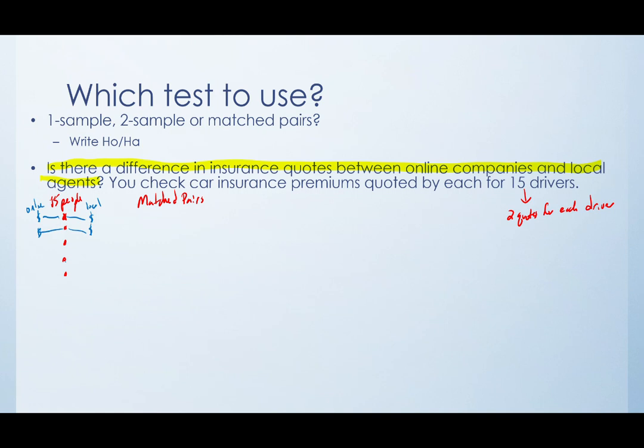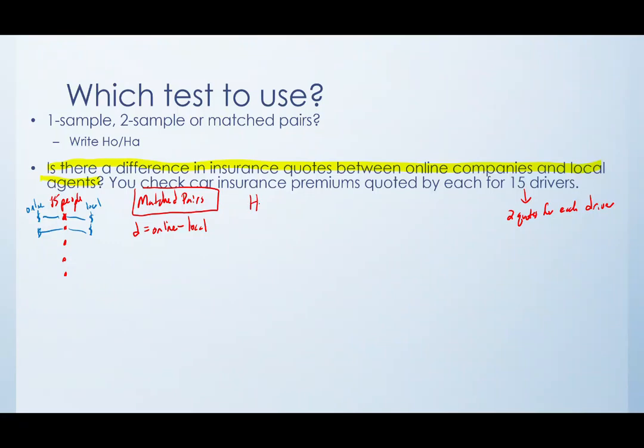Because people have different insurance ratings. Maybe you've crashed lots of cars, maybe you've never crashed a car. That's going to affect your insurance rates, whether it's an online company or a local company. So we know it's going to be matched pairs, right? And again, we want to calculate a difference, and you can do online minus local, local minus online. It does not matter. I'm going to do online minus local. So there's our difference variable, our new variable.